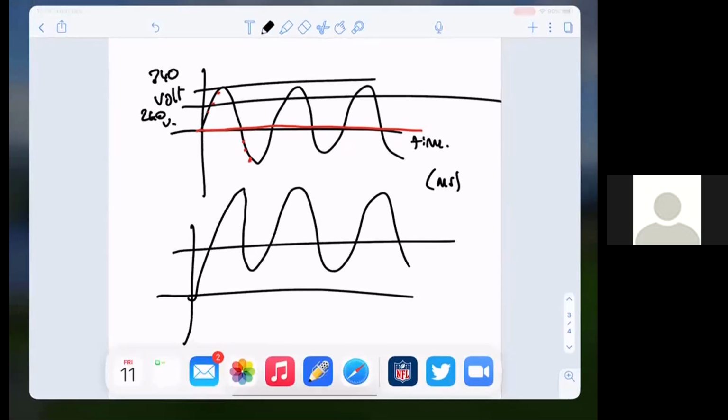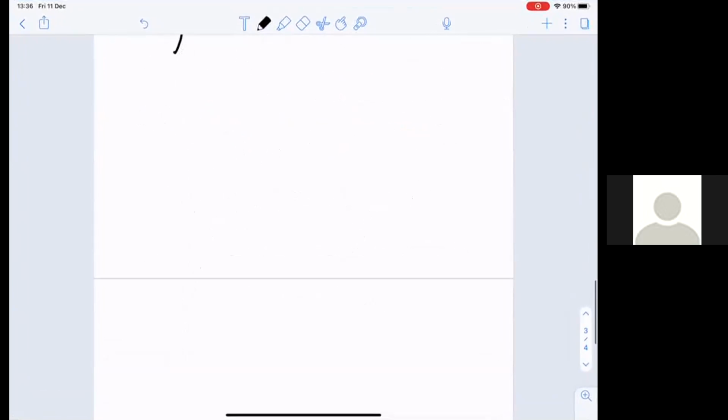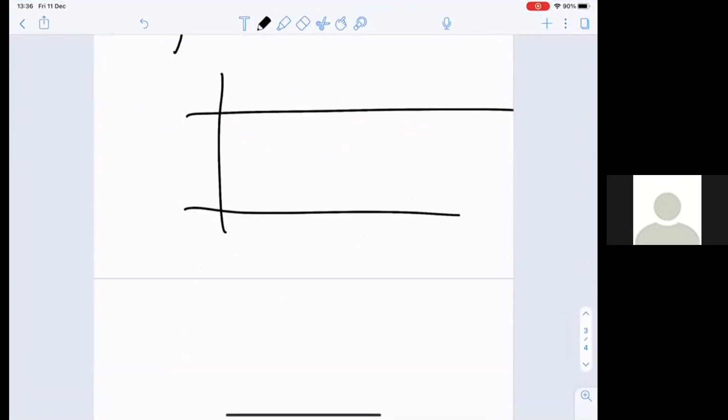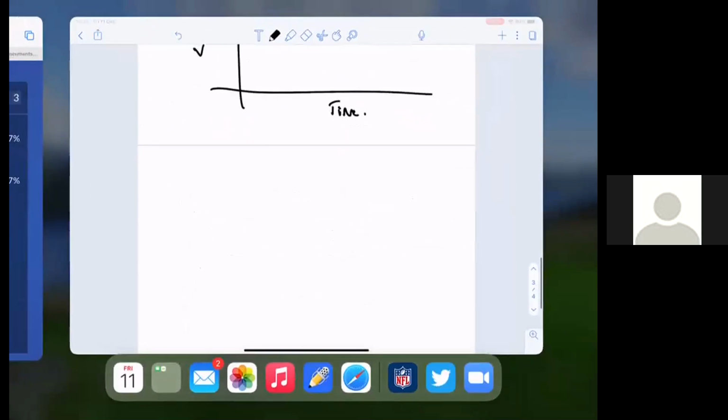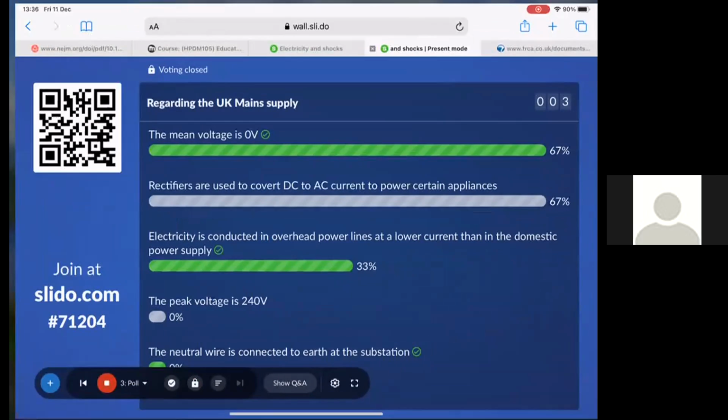If you're asked to draw DC, that's the easiest thing in the world to draw. It's this. That's quite straightforward. How many volts? Well, it depends what battery you're describing. So you use it with a 5-volt battery. Nice and easy. Because that's your standard little one, isn't it?